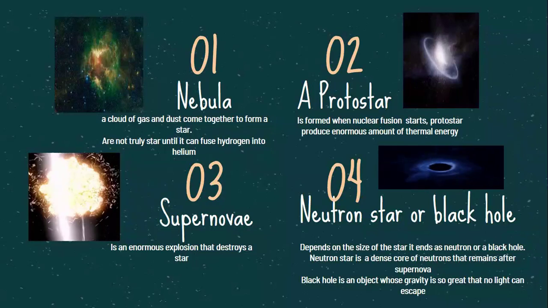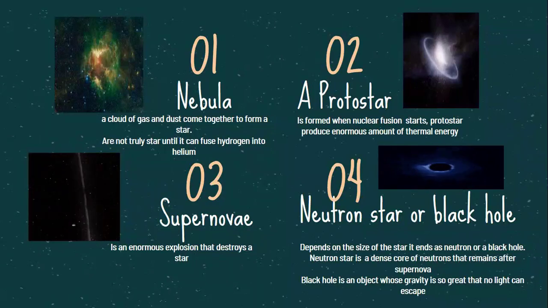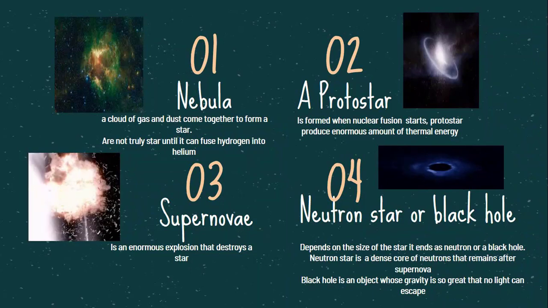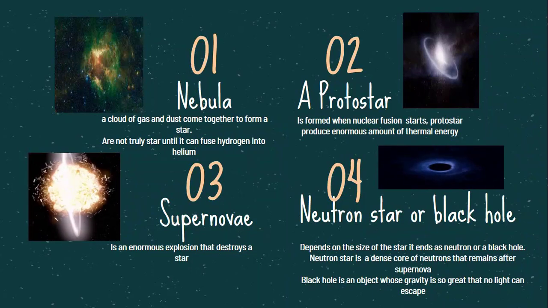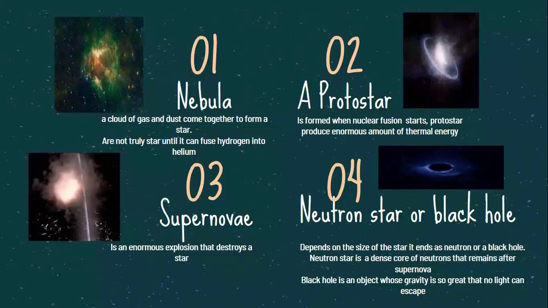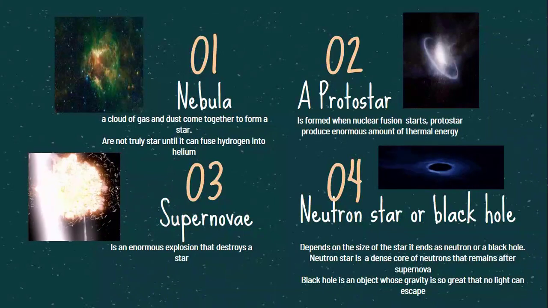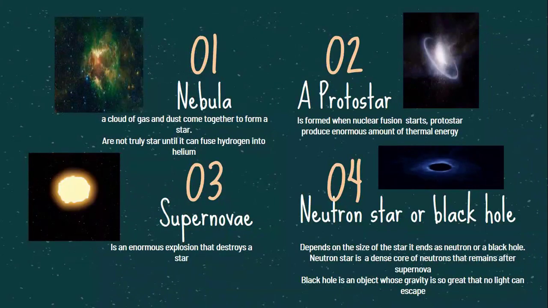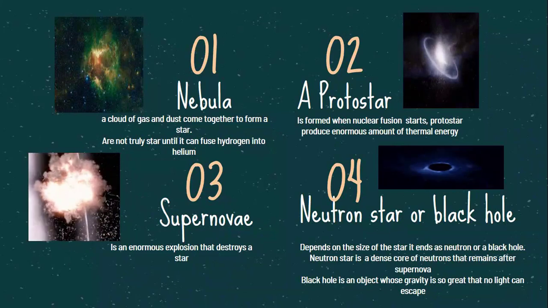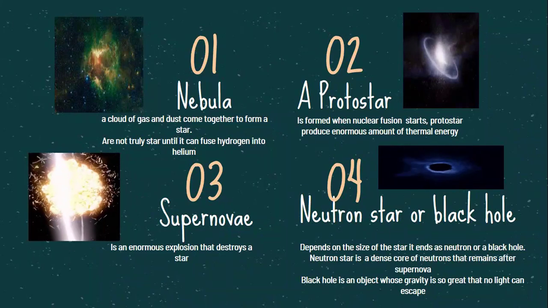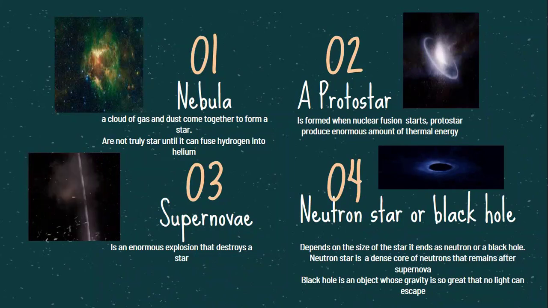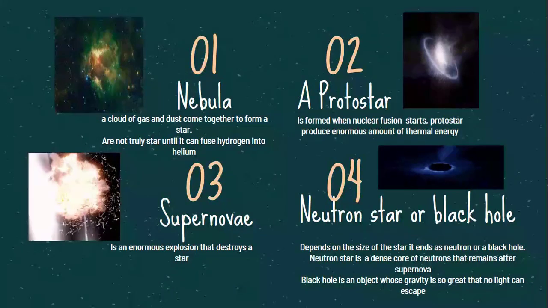Whether it ends as a neutron star or as a black hole depends on the size of the star. A neutron star is a dense core of neutrons that remains after the supernova, while a black hole is an object whose gravity is so great that not even light can escape from it.